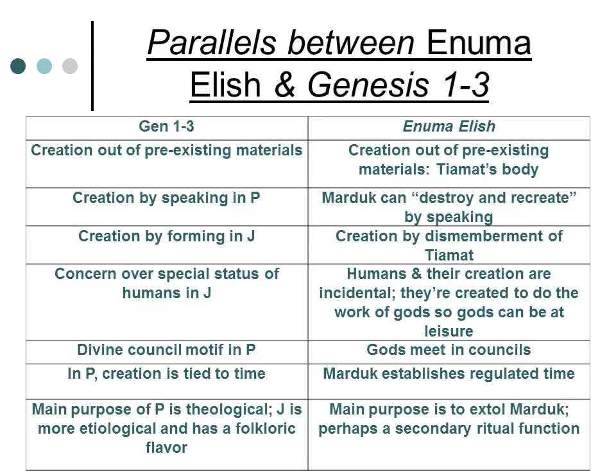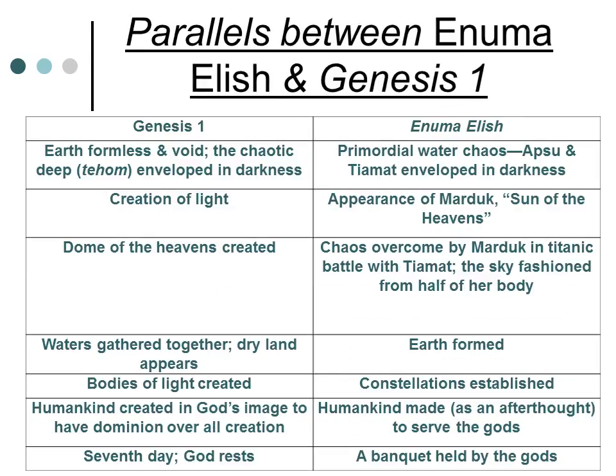There are many parallels between the Enuma Elish and the accounts in Genesis chapters 1 to 3, as you might have imagined. The following chart contains some of the more obvious parallels. Pause the video and take a closer look at this chart before going any further. In addition, the order of creation in Genesis 1 and in the Enuma Elish is similar. Compare the following table. Again, pause the video and take a close look at this chart before going any further.